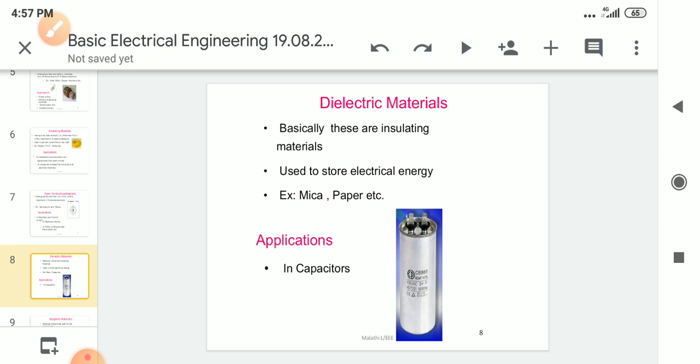What is the application for this? Capacitor. The capacitor stores the energy. When the source is not available in that particular circuit, the capacitor discharges the energy. It supplies the energy to the remaining equipment in the circuit. What are examples of dielectric materials? Porcelain, mica, glass, plastic, dry air, vacuum, like that.